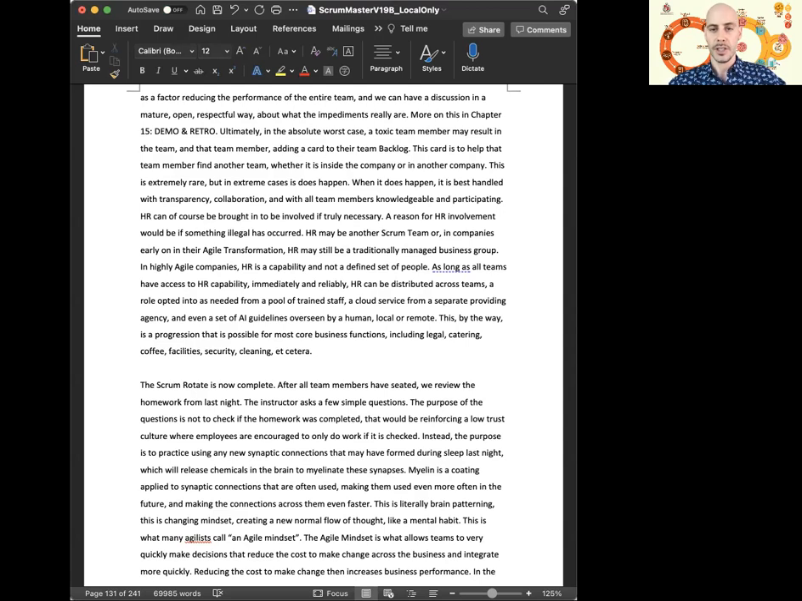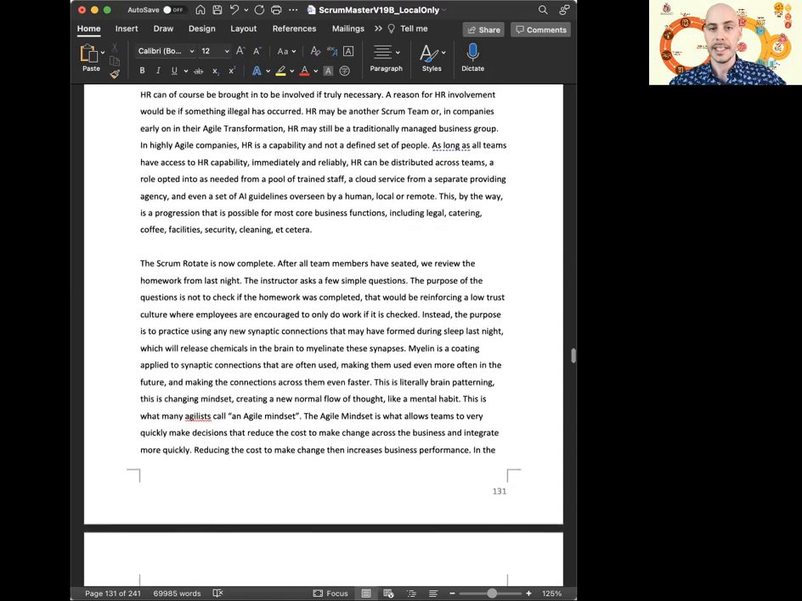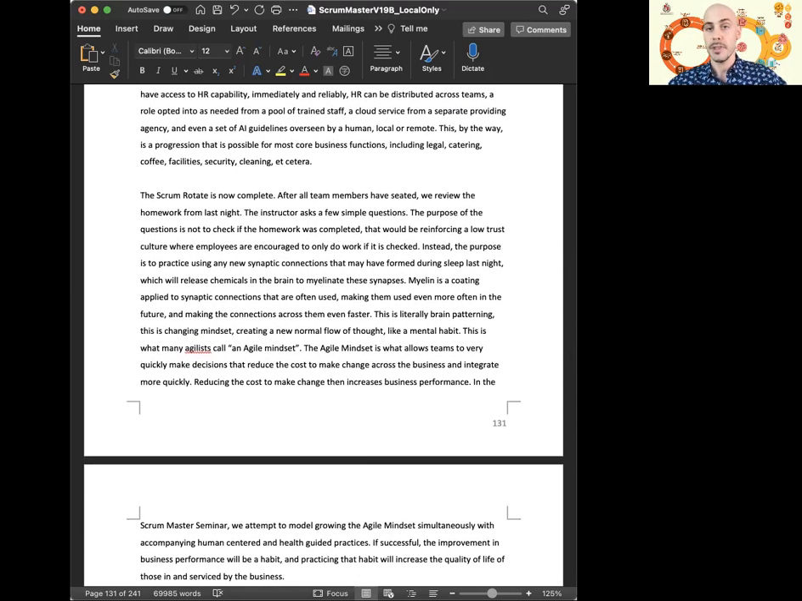A reason for HR or human resources or agile people operations involvement would be if something illegal has occurred. HR may be another Scrum team, or in companies early on in their agile transformation, HR may still be a traditionally managed business group. In highly agile companies, HR is a capability and not a defined set of people. As long as all teams have access to HR capability immediately and reliably, HR can be distributed across teams, a role opted into as needed from a pool of trained staff, a cloud service from a separate providing agency, and even a set of AI guidelines overseen by a human, local, or remote.